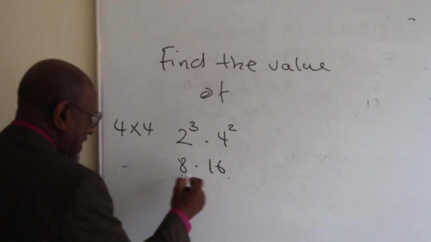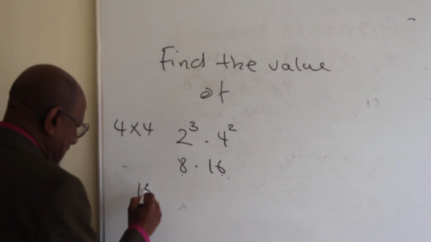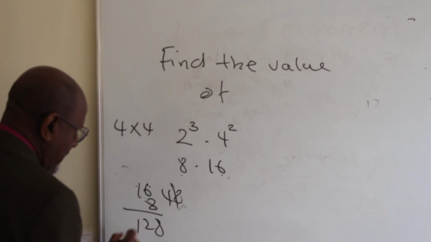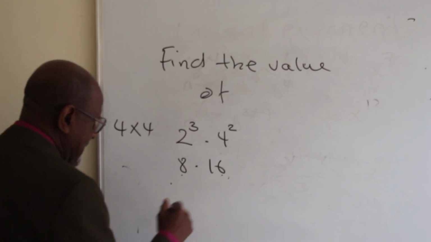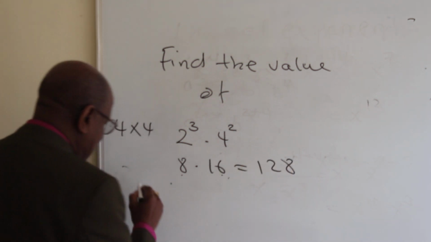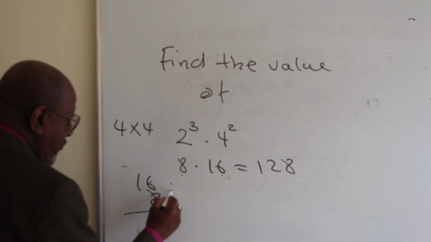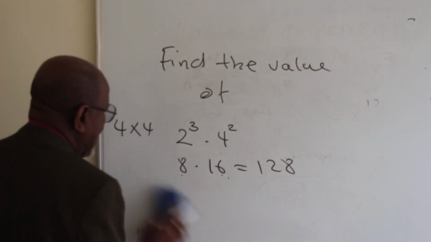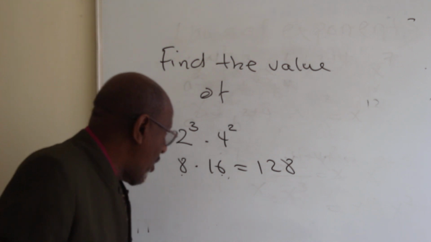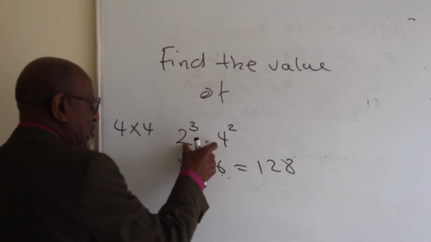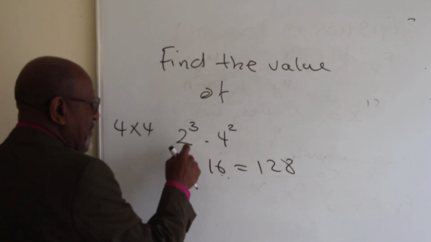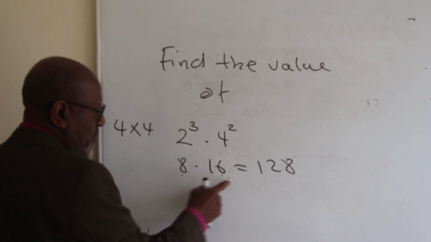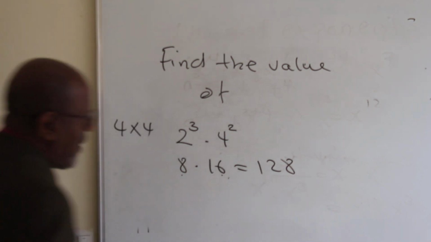So we can multiply now 16 times 8. 8 times 6 is 48, 8 times 1 is 8, and 4 is 12. So 16 times 8 is 128. Although we cannot add the exponents here, we have to do 2 to the third power by itself and 4 to the second power by itself. And because these are real numbers, we can multiply them and get 128.